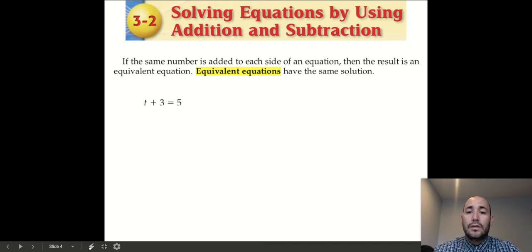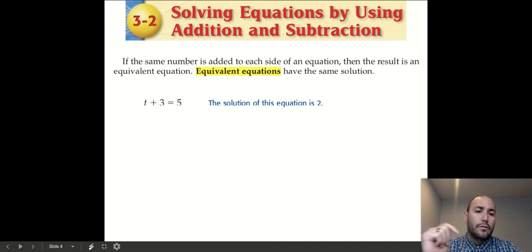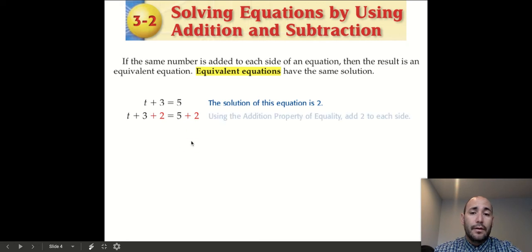So here I have t plus 3 equals 5, right? And if you look at that, a lot of people will be able to do that in their head without too much issue. And most people would probably tell me, well, the solution is going to be 2. That's easy. I know that 2 plus 3 equals 5. So I know t has to be 2. Now, just to prove the property of equality, what if I took that equation and I used my property of equality? What if I added 2 to both sides of the equation? Well, if I add 2 to both sides of the equation, I know that 3 plus 2 is going to give me 5 here. And 5 plus 2 is going to give me 7.